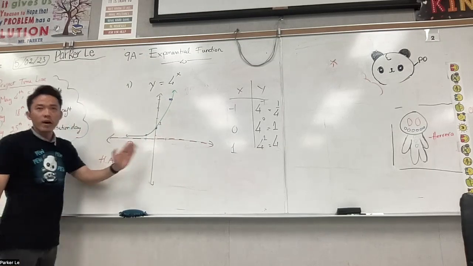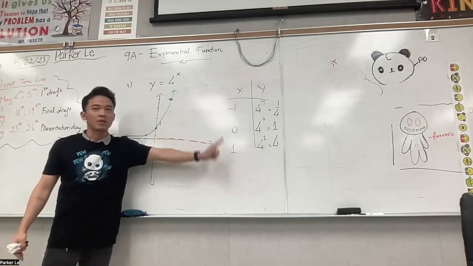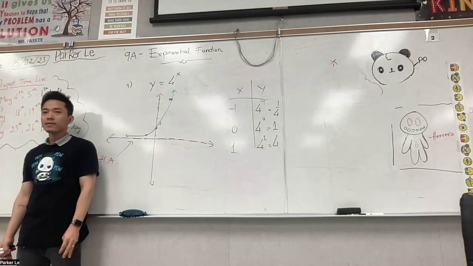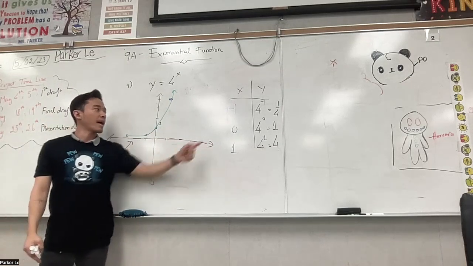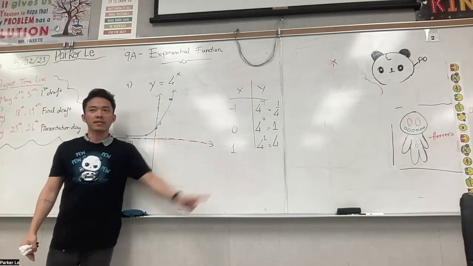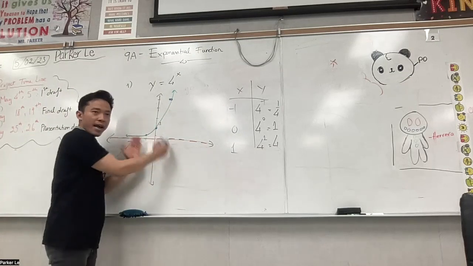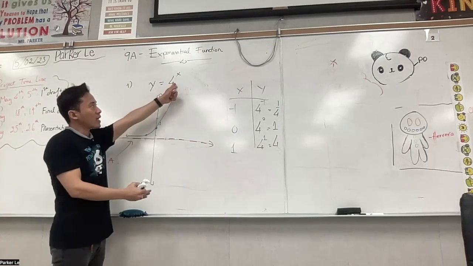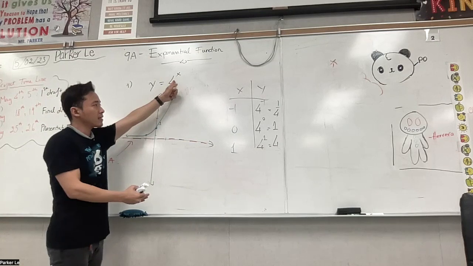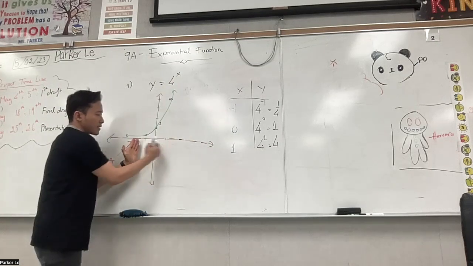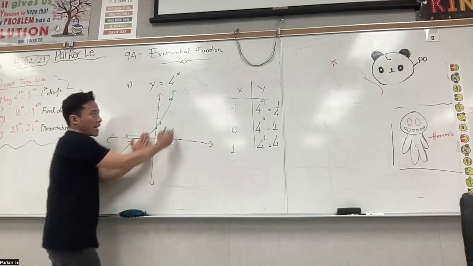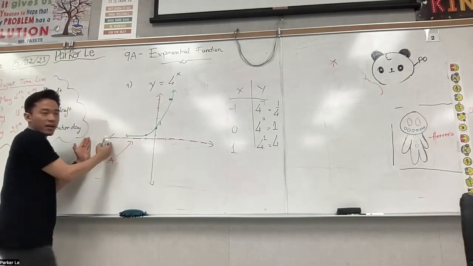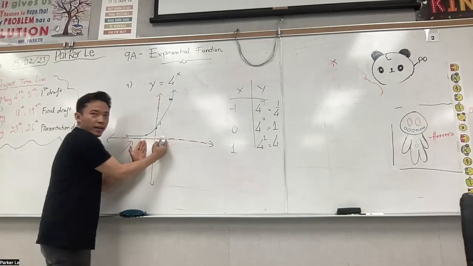And the curve always happens at -1, 0, and 1. Why? Why does the curve always happen at -1, 0, and 1? Only this portion every time. No matter what number it is, they always happen at -1, 0, and 1. They never happen over here or over there. Why does the curve always happen over here?